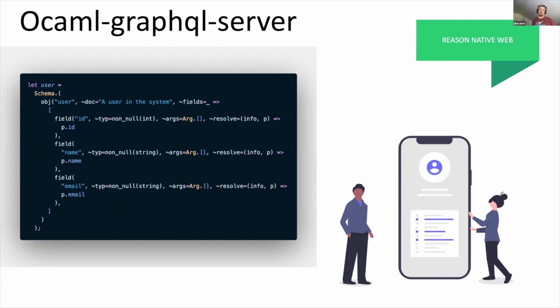And then we have the Ocaml-graphql-server, where you do code first development. So you define a user object with the fields ID, name, and email, and then you have the resolve function that takes info and the actual type, which is a user in this case. And then how do you return the ID, name, and email? Someone else might be better at explaining these parts than I am.